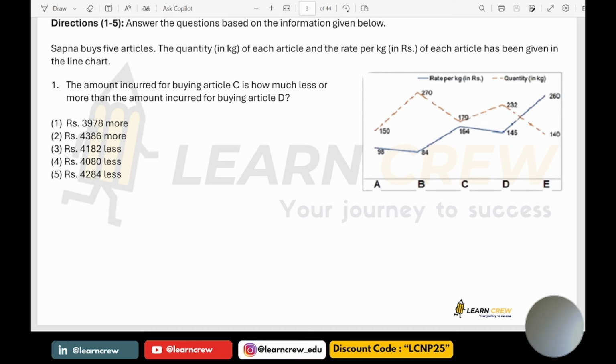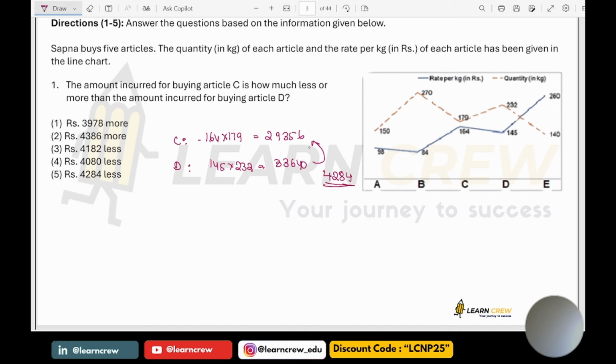The amount incurred in buying article C is how much less or more than the amount incurred for buying article D? If you see for C, it is 164 into 179. The total amount incurred for C would be 29,356. And what about D? For D it is 145 into 232 kg quantity, which is 33,640. The difference between these two is 4,284. So C is 4,284 less. So option 5 is the answer.